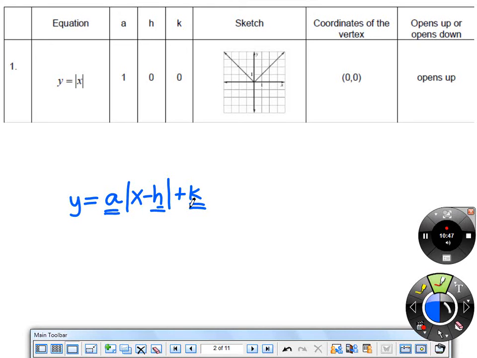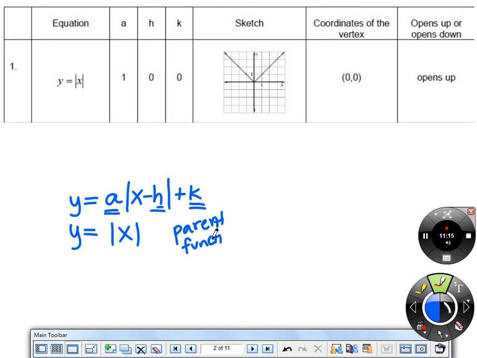Okay? So notice here it says A is 1, H is 0, and K is 0. That's because the equation graphed here was just this. Next to this equation, if you don't have the note guide, write down the first one, y equals absolute value of x. If you do have the note guide, next to it write parent function. How many of you have heard of a parent function before? Okay, a couple of us.